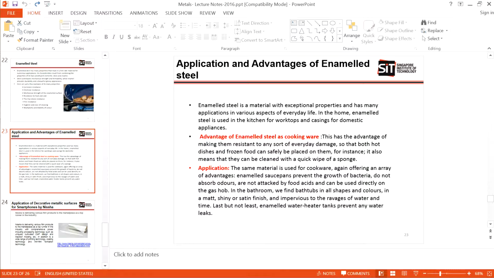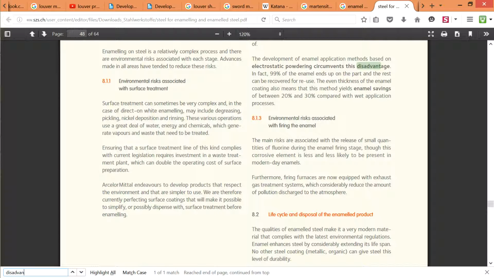Alright. Advantage, please take note, and application. Or the disadvantage, most probably, is because of the coating. I think the disadvantage is the manufacturing problems, because when you do a certain surface treatment using your enamel, alright, it can be very complex and you may need to degrease or use certain stuff, and these various operations could consume a great deal of water, energy, and chemicals that generate vapors and waste that need to be treated. So these are all the things that will cause environmental effects in years to come.